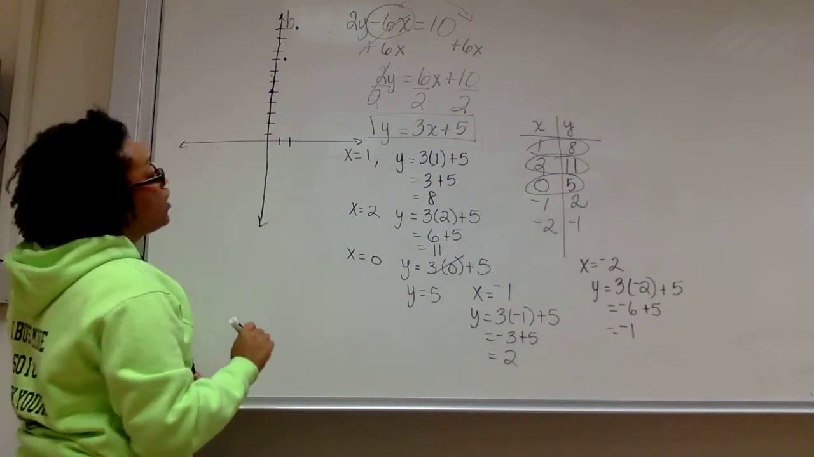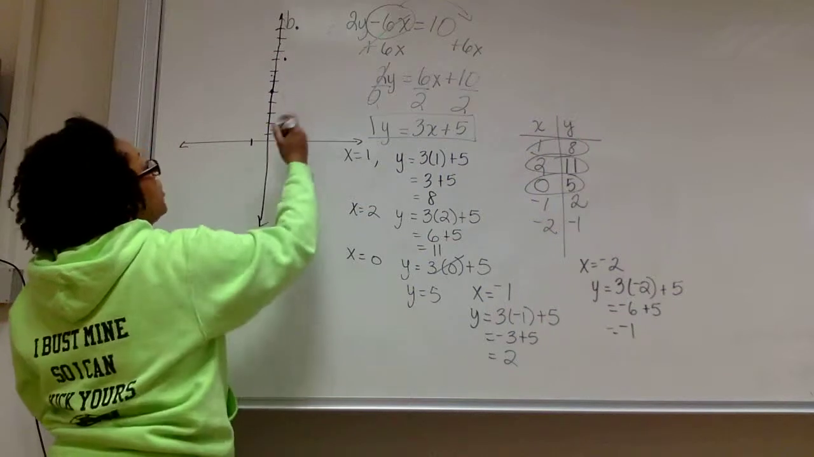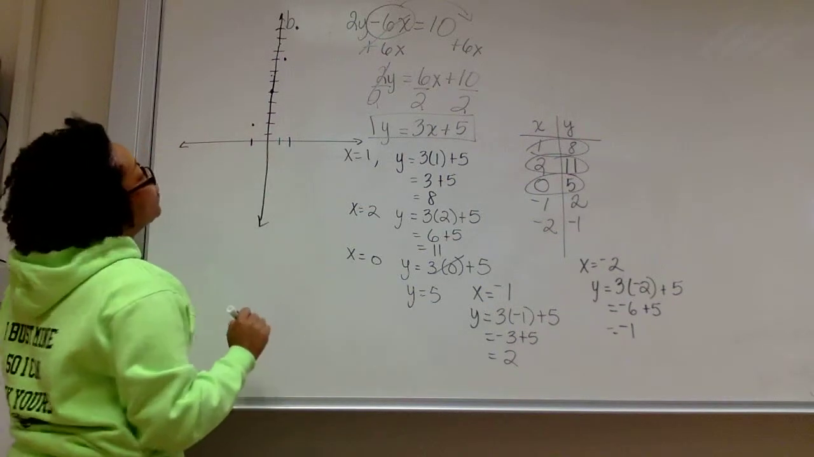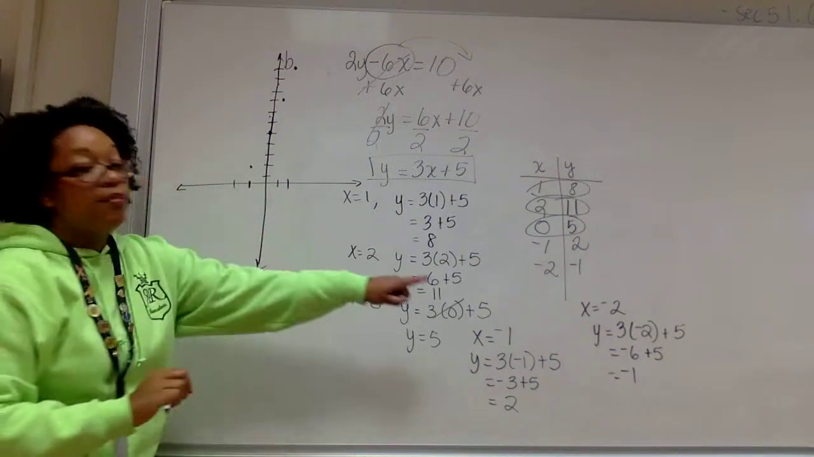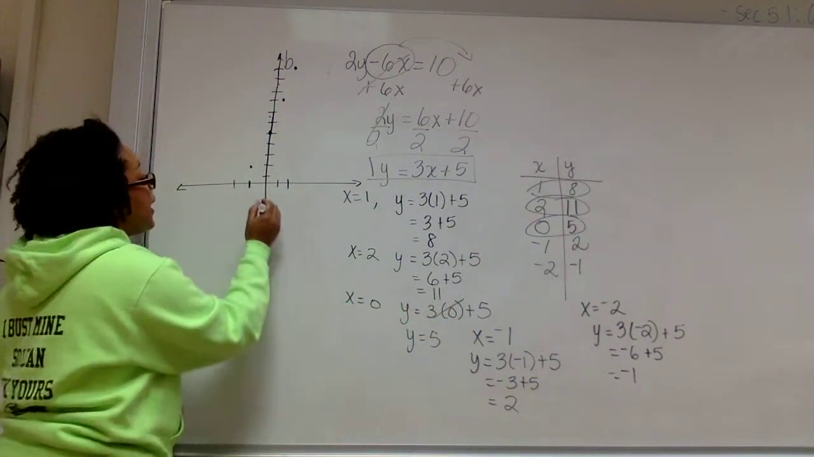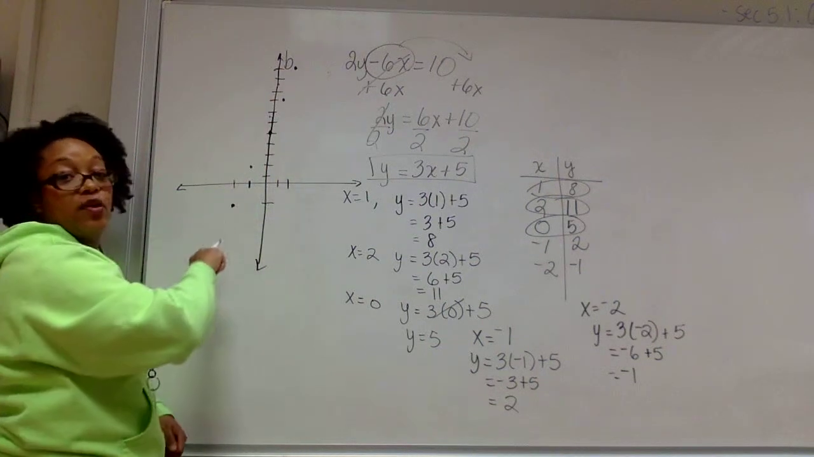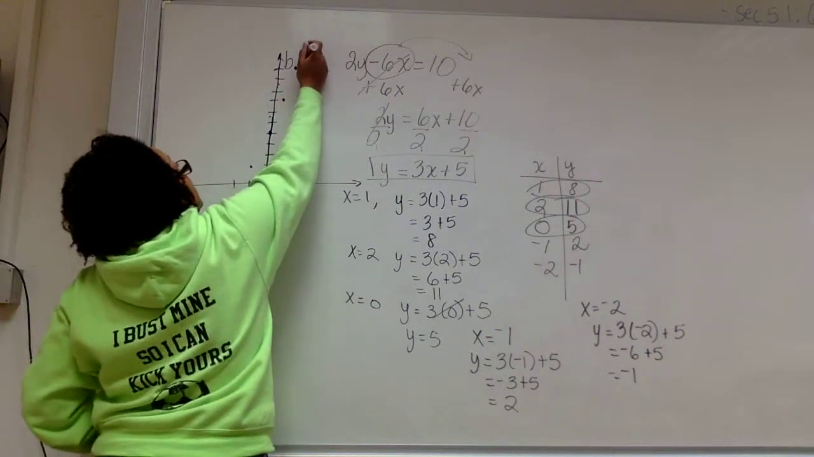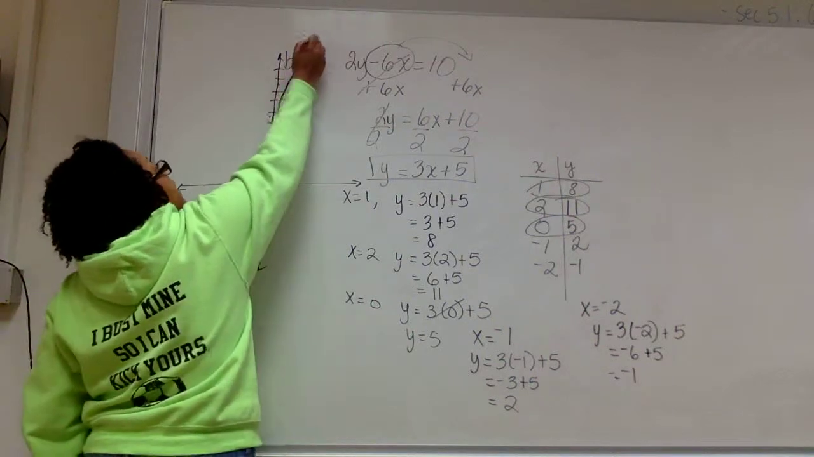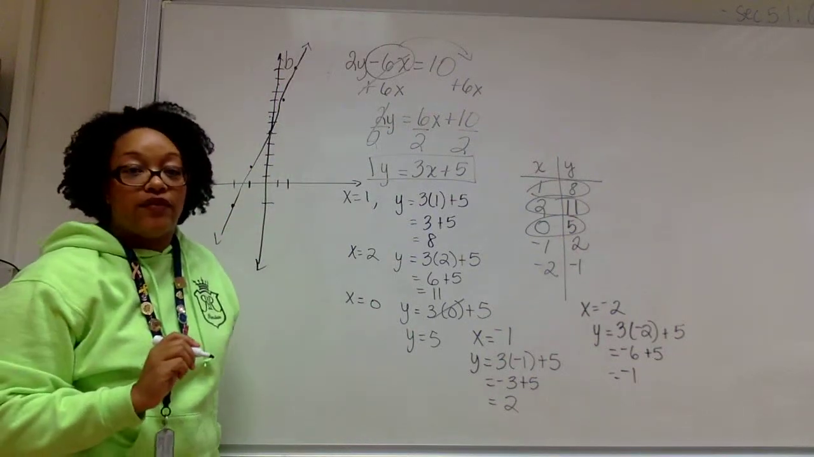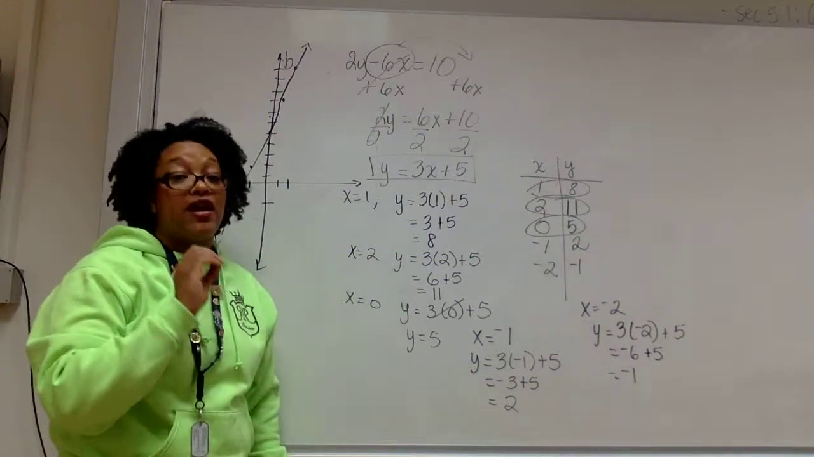Next point, -1, 2. -1 means now I'm going to the left, but I'm still going up 2. There's that fourth point. Last point, to the left 2, my y is negative, so I'll go down 1. There's my fifth point. So I have all 5 points. The last step is you take that straight edge, you connect all those points, and you show a nice, pretty straight line on your graph, right? That's example 3. When you come back, when you start the video, we're going to talk about our special cases.